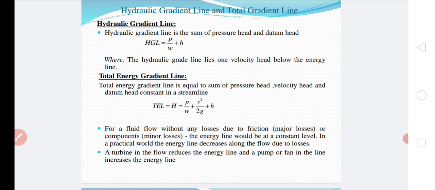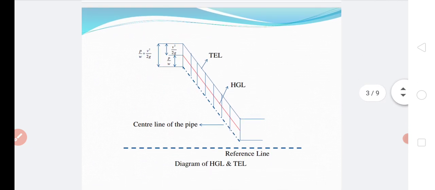Now, a turbine in a flow reduces the energy line, and a pump or fan in the line increases the energy line. In other words, it is the line which is obtained by joining the top of all vertical ordinates showing the sum of pressure head, that is P by W, and kinetic head, V square upon 2g, from the central line of the pipe.